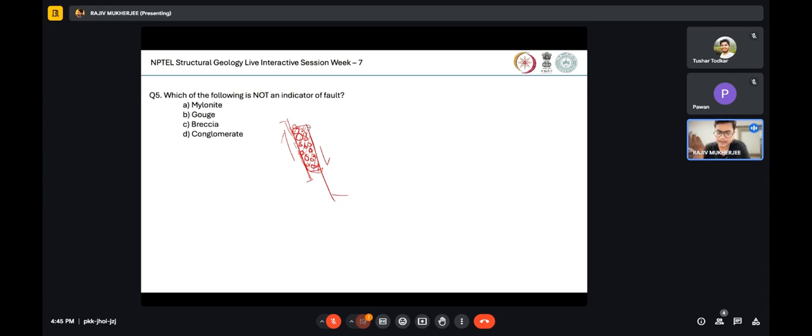I mean, crustal fault. But mylonite is not associated with brittle deformation. Mylonite is a signature of ductile deformation, right?